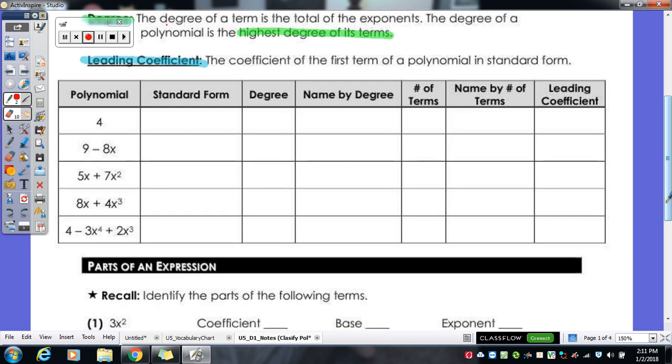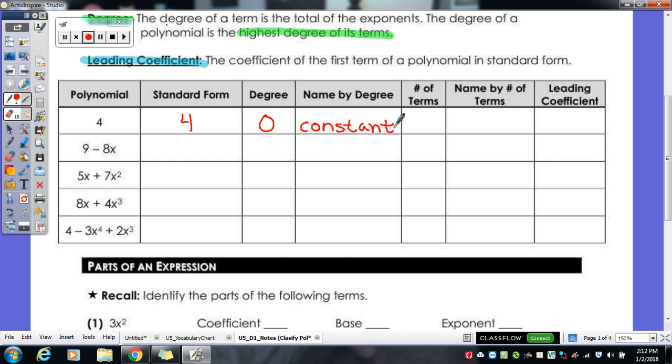We're going to start off with the polynomial of 4. If I were to write it in standard form, it would still be 4. Doesn't really change it much. Are there any variables with my 4? No, it's just the number 4. So that means this is a degree of 0 because there aren't any letters. By degree, this is what we call a constant. It's always going to be 4. It's never going to be anything other than 4. That's why it's constant. It's always the same.